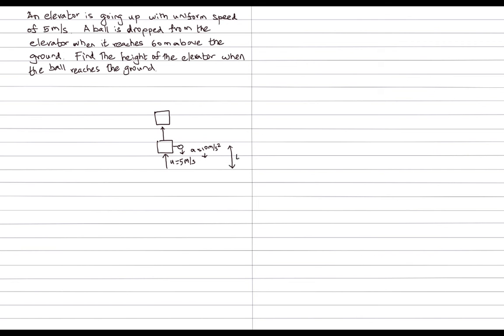So the ball reaches the ground in time t seconds. In the same t seconds, how much distance the elevator might have traveled up, that is what we have to find. So the ball is dropped from the elevator when the elevator is 60 meters above the ground. Now let us draw a graph.